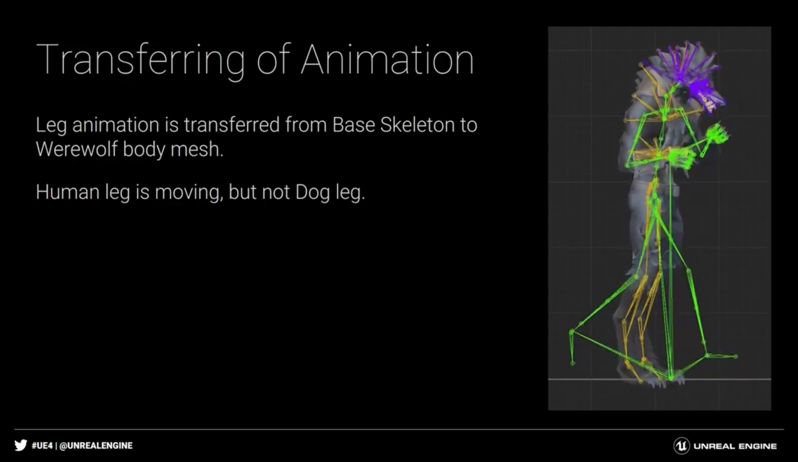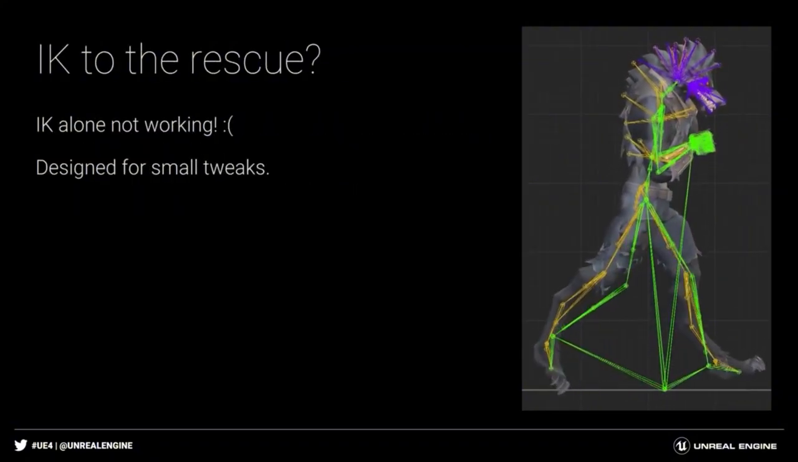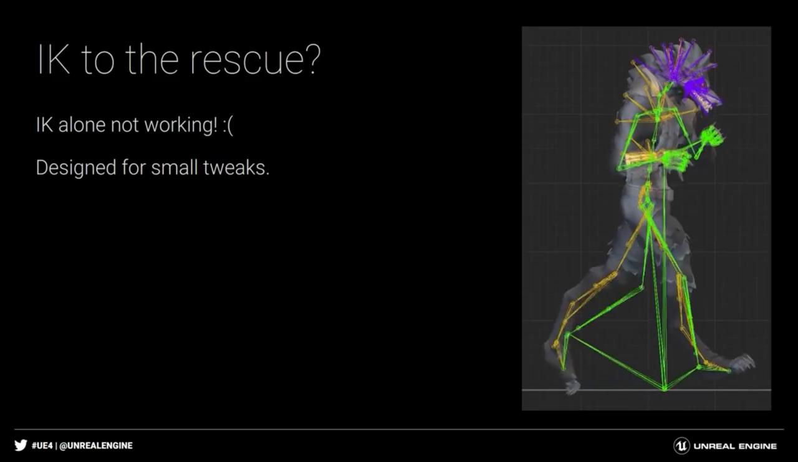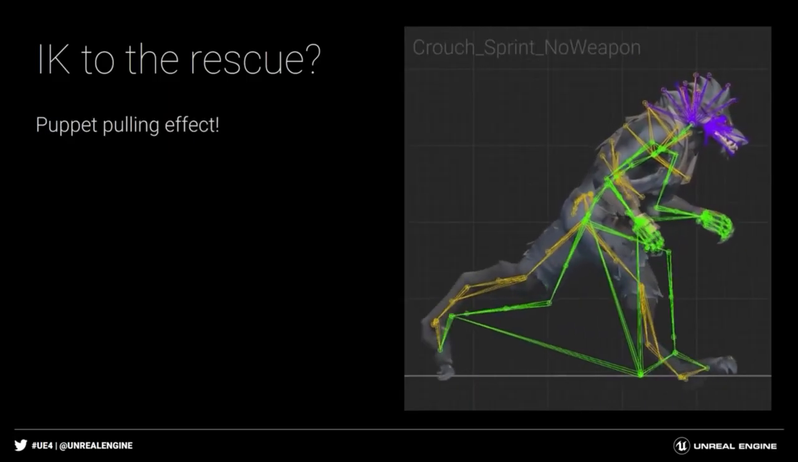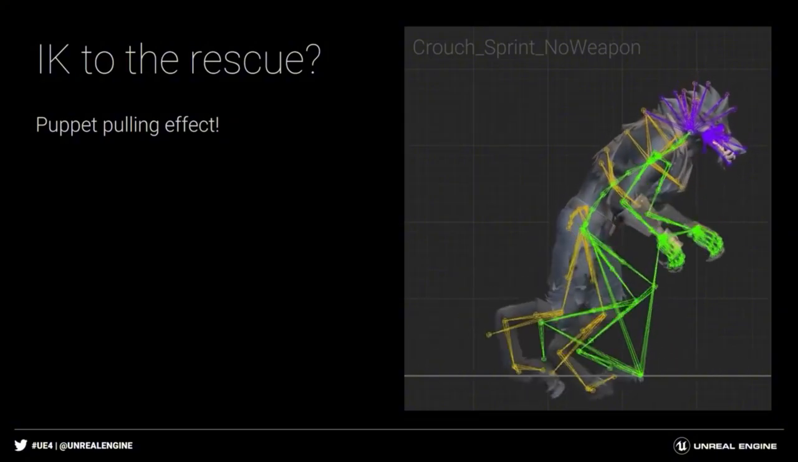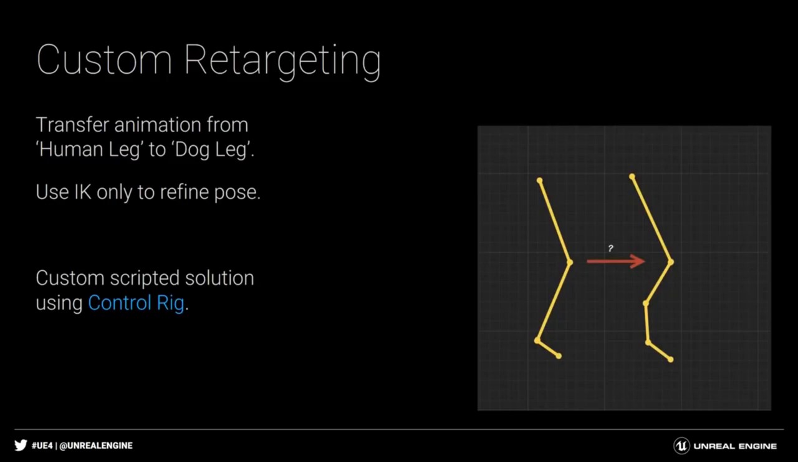So the first thing we tried was to use IK to drive the animation of the dog bones, but as you can see that falls apart really quickly, and in even more extreme poses it almost looks like a puppet that we're pulling on with strings. So what we need to fix this is basically some custom retargeting, right? Because we want to go from the human leg to the dog leg, and then we can always use IK to make that pose better.